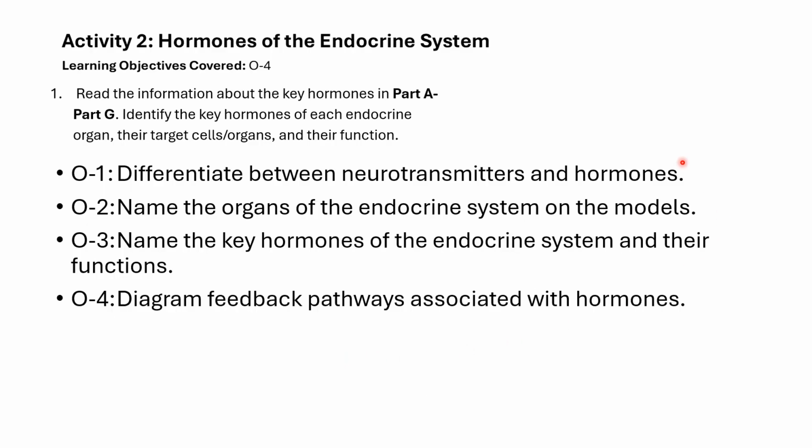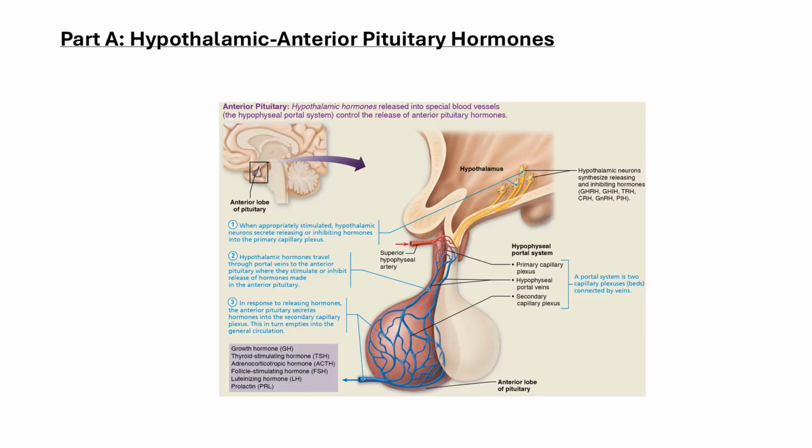Now let's go over activity number 2, hormones of the endocrine system. So we have to read the information about the key hormones from part A to G, and we have to identify the key hormones of each endocrine organ, their target cells and their function. In this we will also cover number 4, in which there will be a diagram of the feedback pathways associated with the hormones.